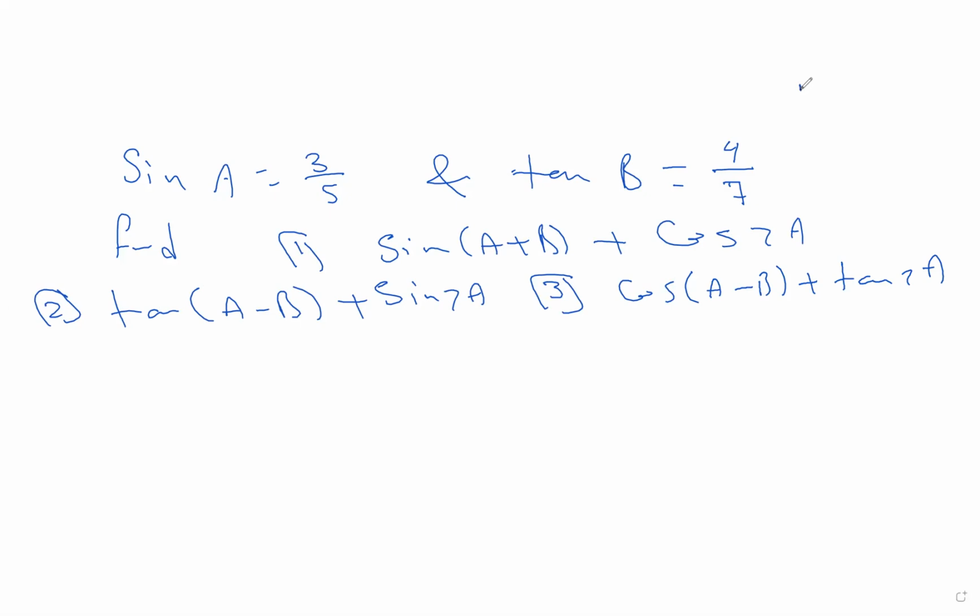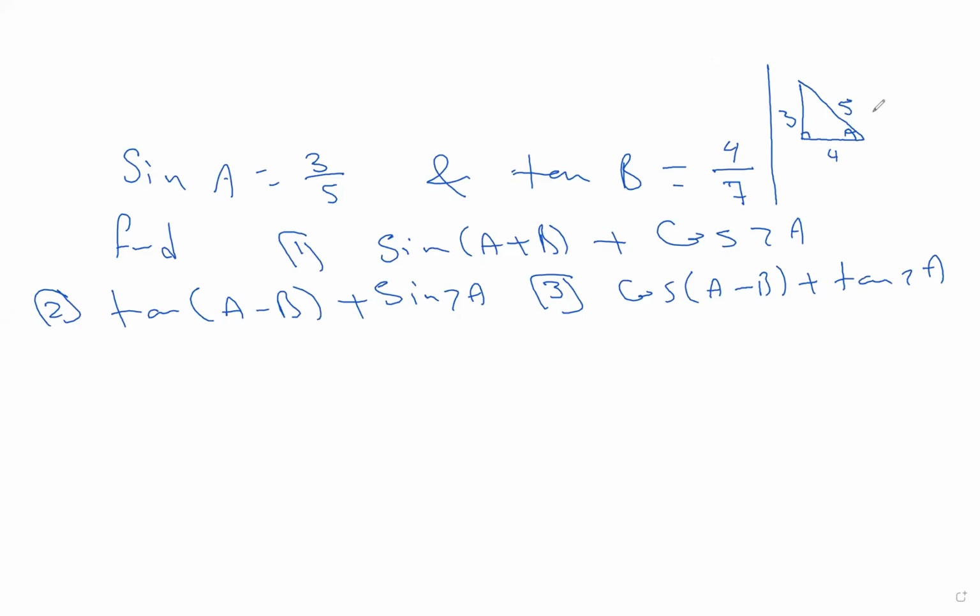Okay, this is not a quadrant or anything, these are two triangles. The first angle is A, the opposite side is 3 and the hypotenuse is 5. Then the other side is 4, and from it we can find sine, cosine and tan. Sine A equals 3 over 5, cosine A equals 4 over 5 and tan A equals 3 over 4.